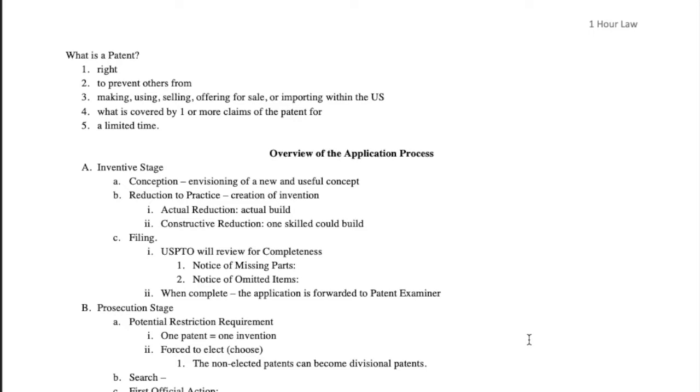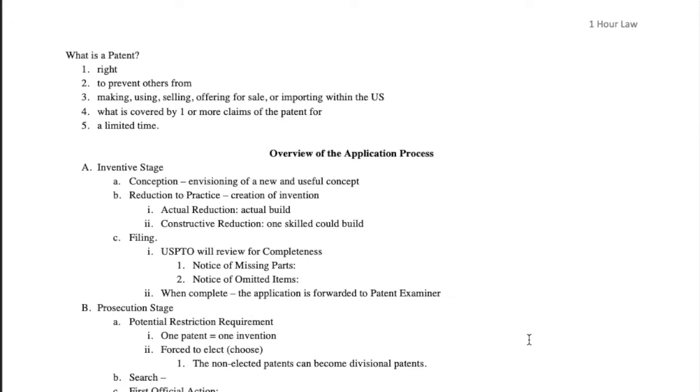Time is now measured by 20 years from the earliest effective filing date, which began after June 8, 1995. However, before then, if you had a patent that was in force on June 8, 1995, it would be 20 years from the earliest filing date, or 17 years from issue. And the 17 years from issue was the old way that they would see how long the patent would be in effect for. Next, we're going to take a look at the overview of the application process.